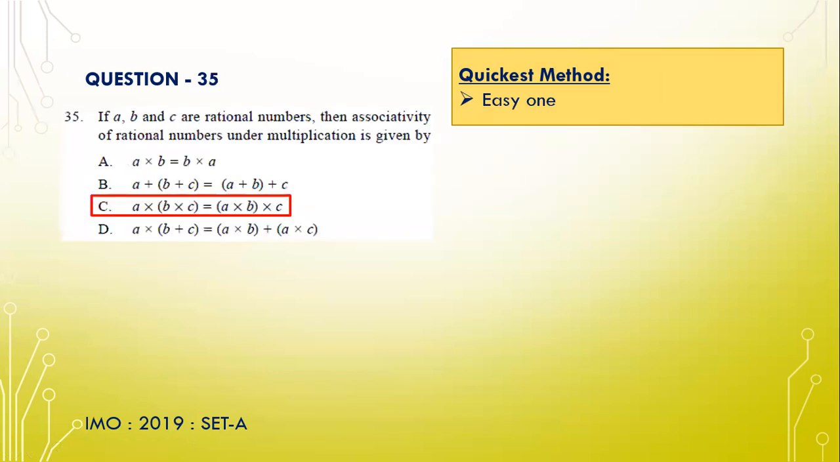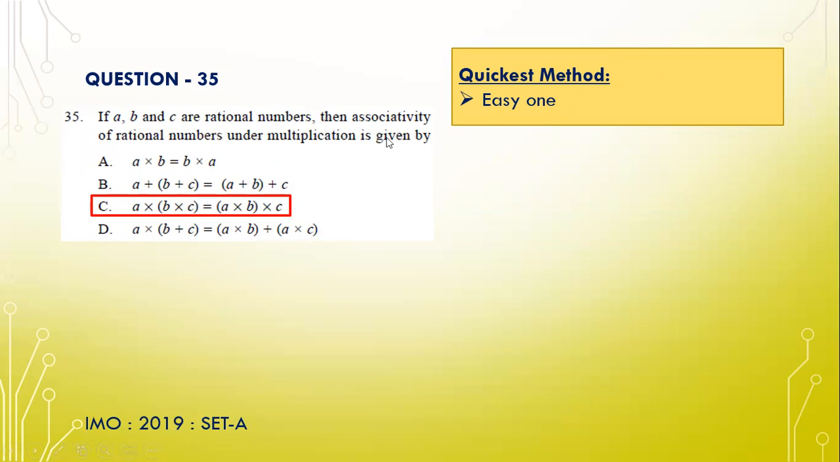If A, B, and C are rational numbers, then associativity of rational numbers under multiplication is given by, again, this is an easy question. So again, in the exam paper, if you find easy questions like this, solve them first. If you find a question which is difficult, you can leave the question. You can just mark the question and solve the easy questions first.